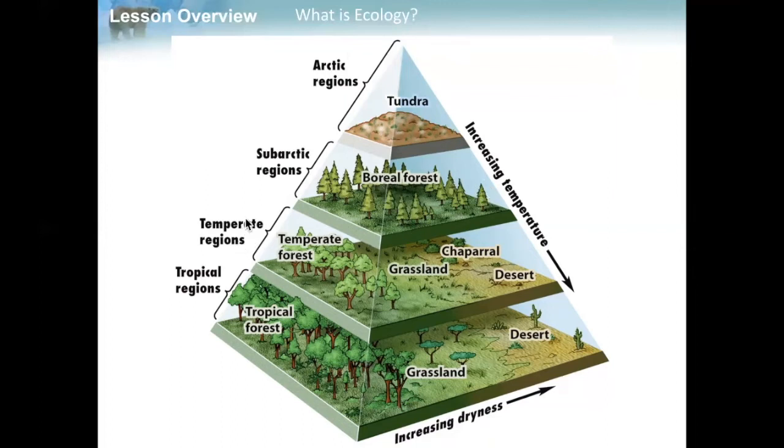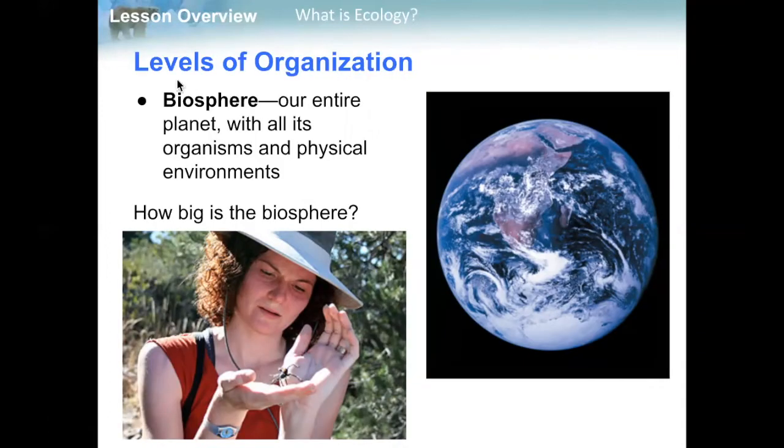And then temperate regions: temperate forests have much more rain, much more water, and the grasslands have less. And then desert has less water. And then tropical regions near the equator, the tropical forest, and then less water would give you grasslands, and less water than that would give you deserts at the equator area. So the biosphere is everything, the entire planet with all its organisms and physical environments.